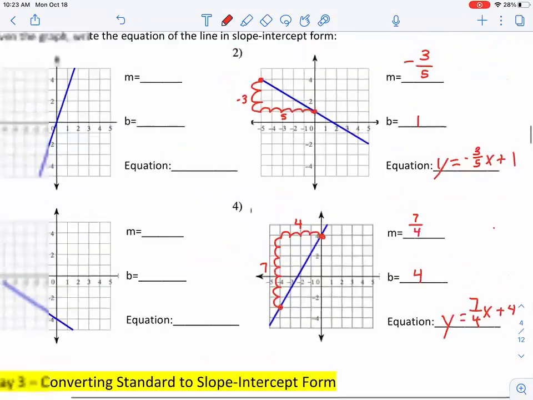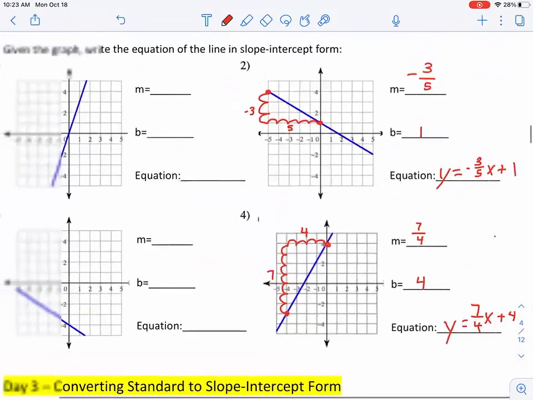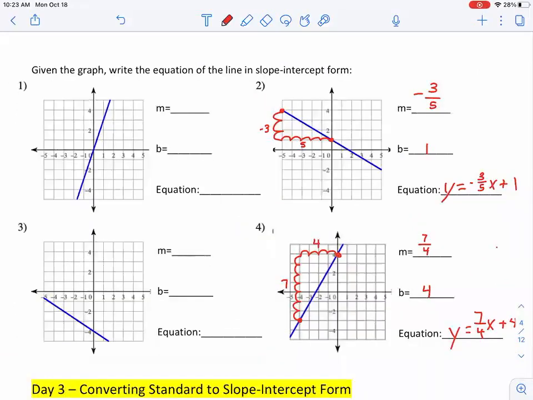All right, how about if you guys try problem 3 there, okay? Give number 3 a try, and then we will go over that together in just a second.